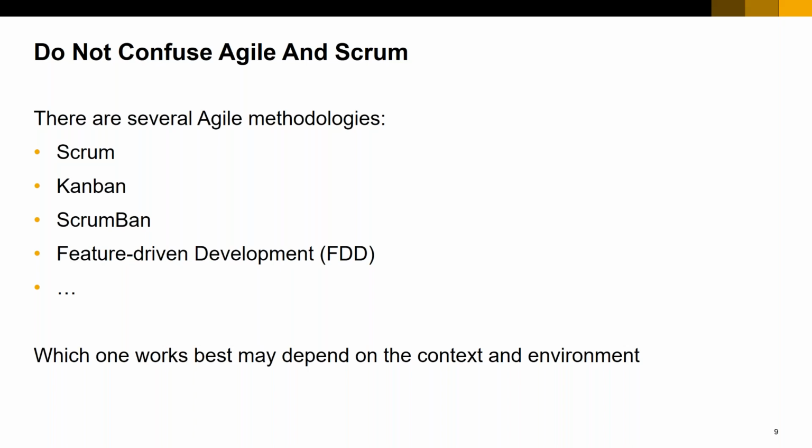So Scrum is one. We have Kanban, for example. There are even combined hybrid frameworks. Scrumban is available. There is feature driven development. There are plenty of other agile methodologies existing in the market.